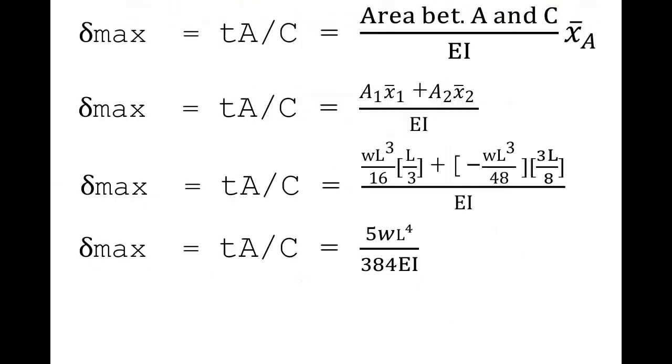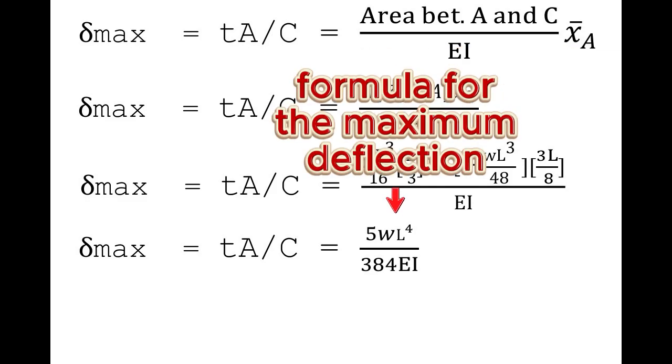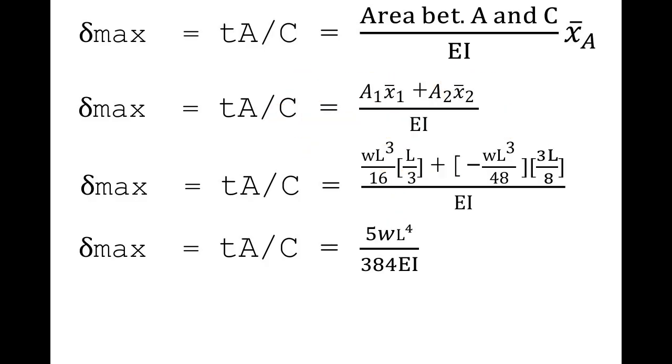After solving the properties, we will now substitute them into the equation: area 1 times x sub 1 plus area 2 times x sub 2. Since area 2 is a negative area, we have to insert the negative sign. This yields the formula for the maximum deflection located at the midspan of a prismatic beam under the action of a uniform load applied over its entire length, equal to 5WL raised to 4 divided by 384 EI, where L is the total length of the beam, W is the intensity of the uniform load, E is the modulus of elasticity, and I is the moment of inertia.